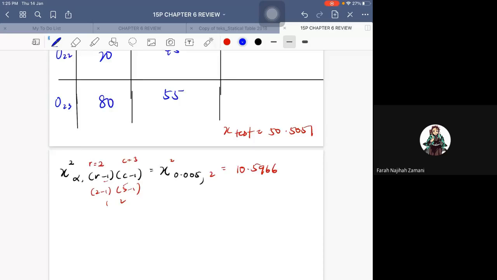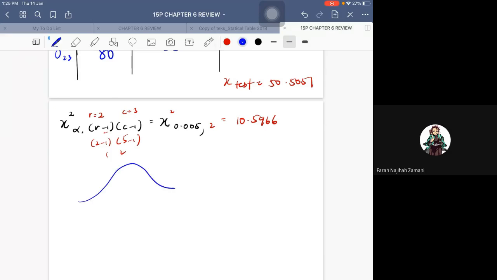Reject. Exactly. It's going to be reject because if I were to sketch the curve, the critical value is going to be 10.5966. Automatically, we have a value of 50. So 50 is much, much bigger than that. Therefore, what we're going to do is we are going to reject H null.